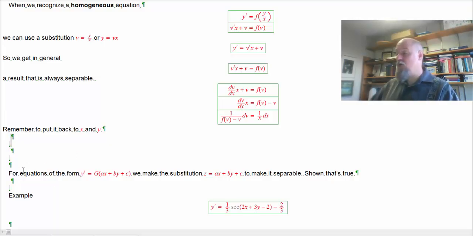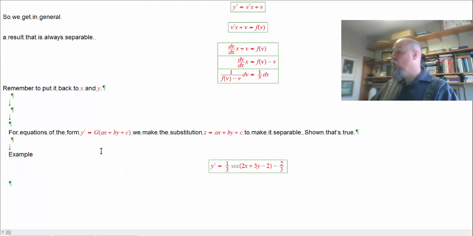Here's another type of substitution. For equations of the form y prime is equal to a function of a line, so g of ax plus by plus c, a function of a line, what we do is we make the substitution, let z equal ax plus by plus c, let z equal the line. Of course, just like with the homogeneous differential equations, that will produce a separable differential equation.